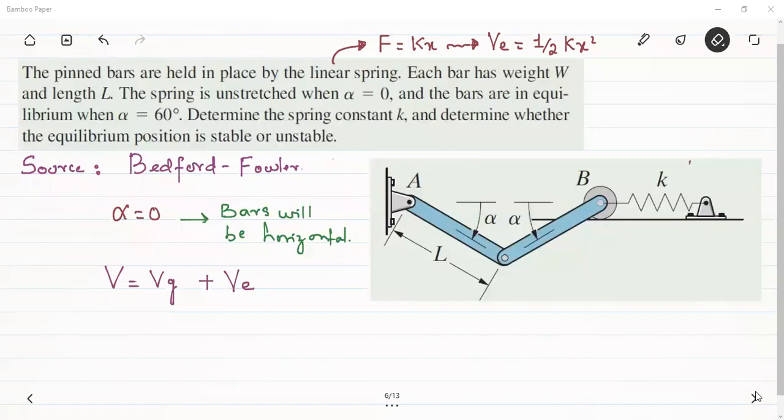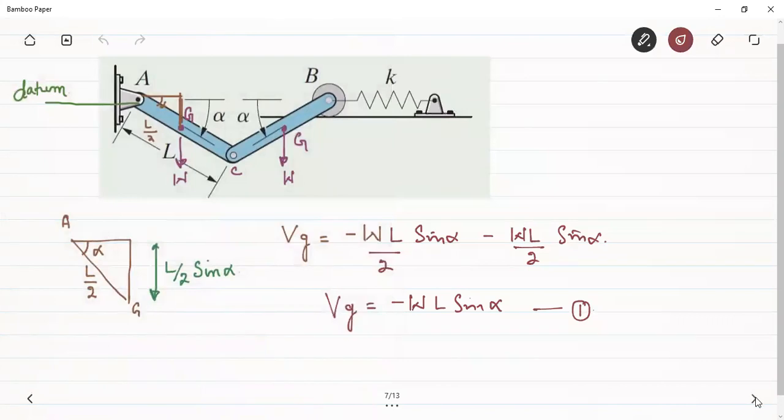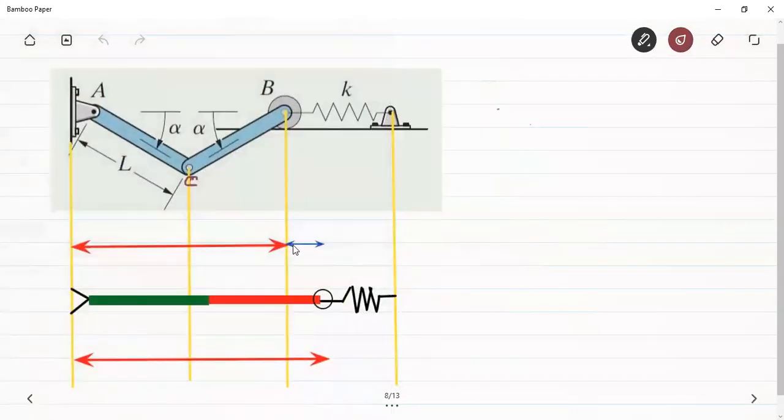Now let's see again. Whatever I discussed, I have put forward in this figure. This is hinge A. When alpha is equal to zero, both these bars will be horizontal. Therefore, this C will shift towards the right, and this roller B will be somewhere here. And this length of the spring will be the undeformed length of the spring.